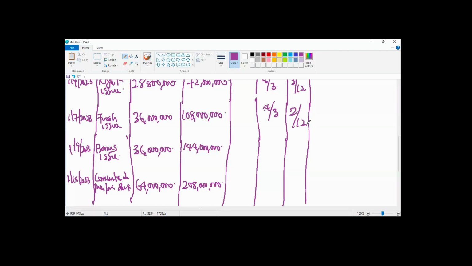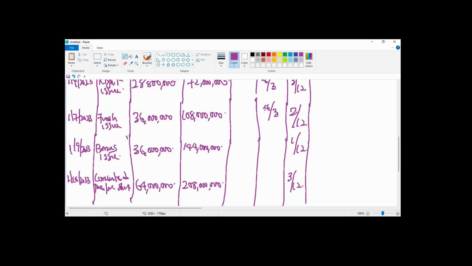Then from 1st of September to 1st October, how many months? 1 month. Then from 1st October to the year end, October, November, December, 3 months, 3 over 12.